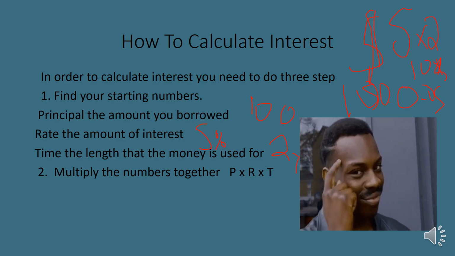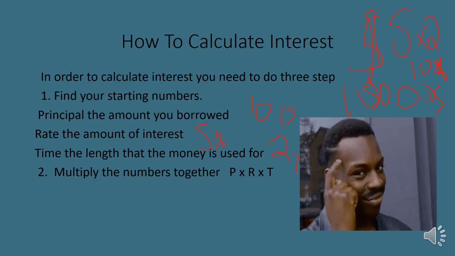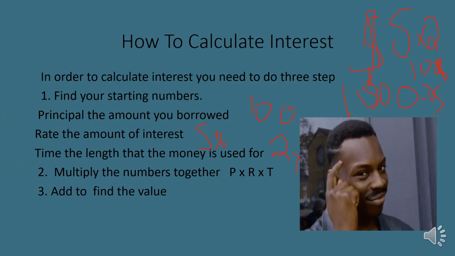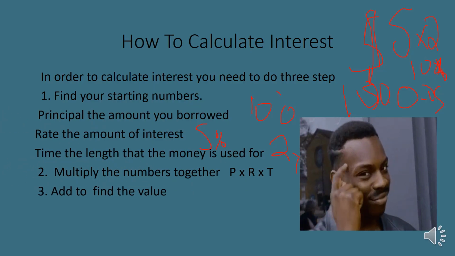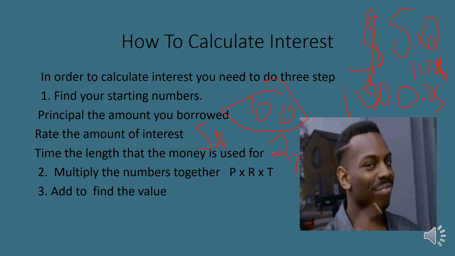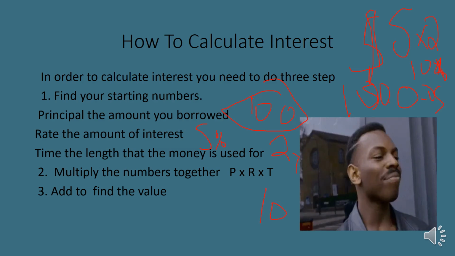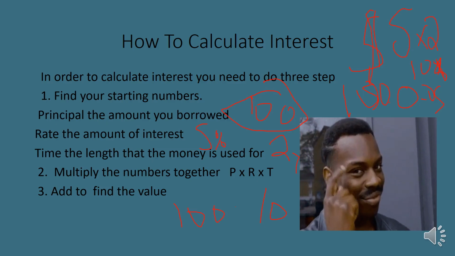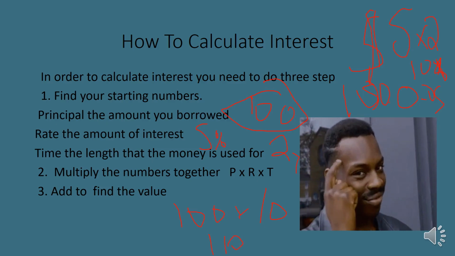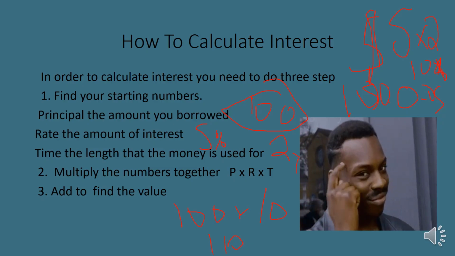All right, guys? And then there's still one more step. Step 3, add it to find the value. So if the principal is 100, then we add whatever we got to 100. Since we got $10, we add it to 100, which equals 110. Congrats, everybody. You guys understand?